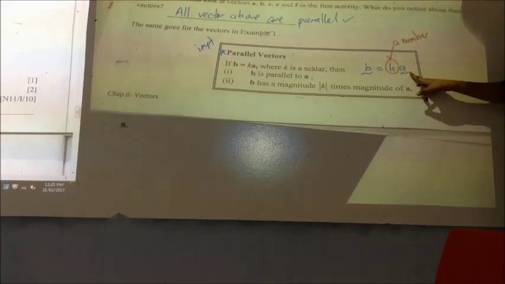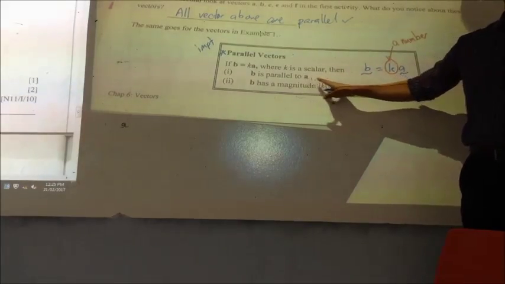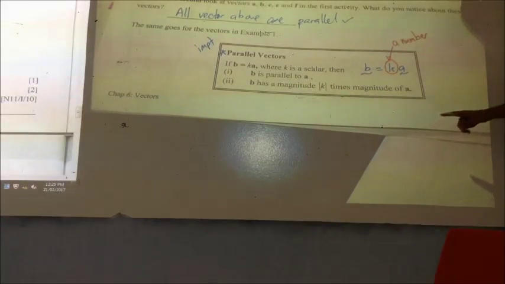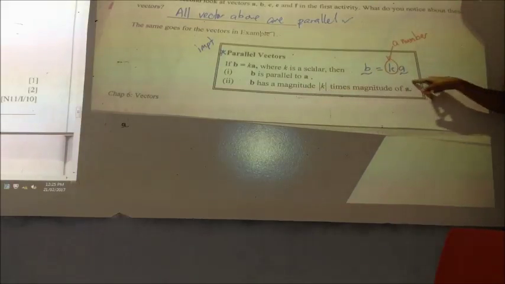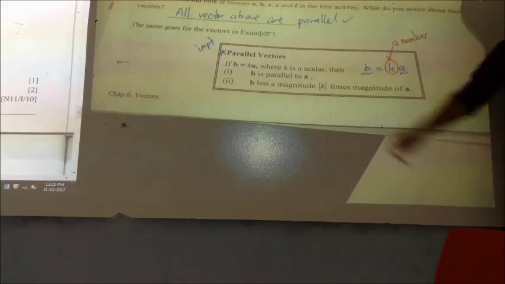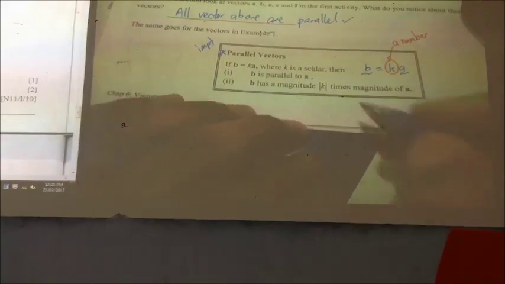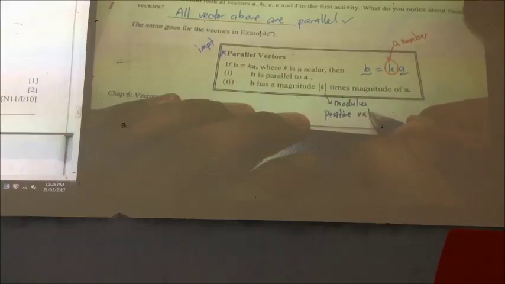Then we say that they are parallel. So once I can write this, there are two things I can say. The first thing is B is parallel to A. The second thing is B has a magnitude that is k times of A. Now this k, you notice there are these two bars. What do these two mean? This one means modulus. That means positive value.